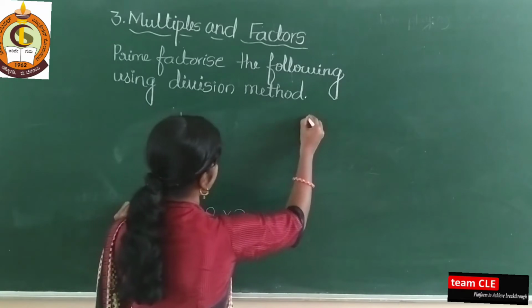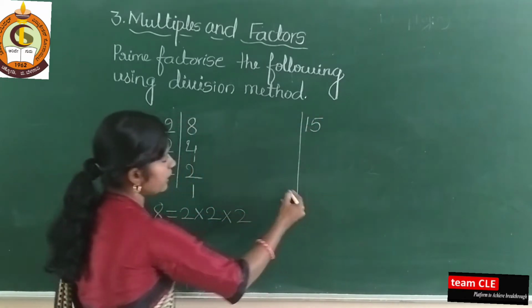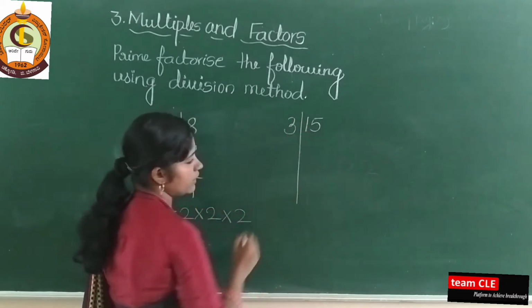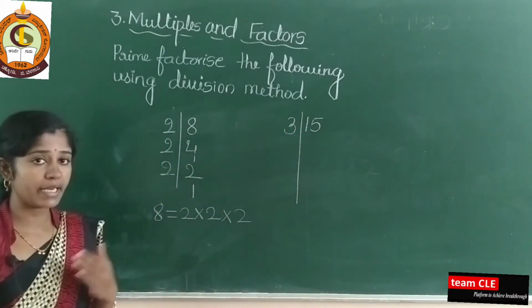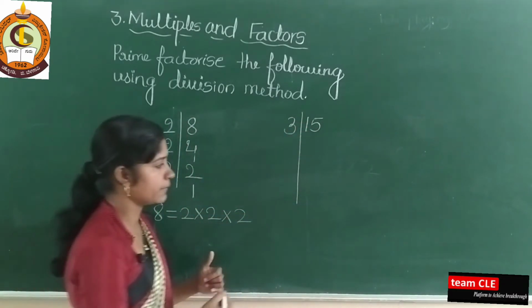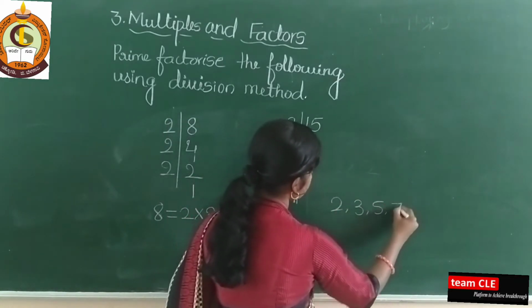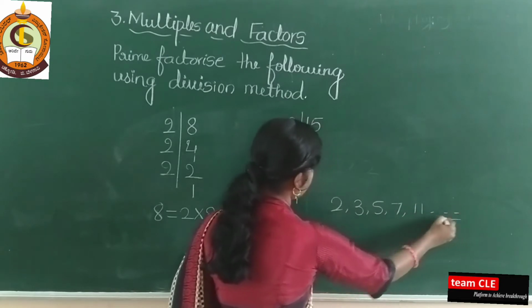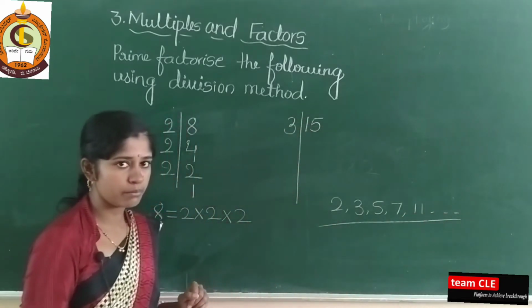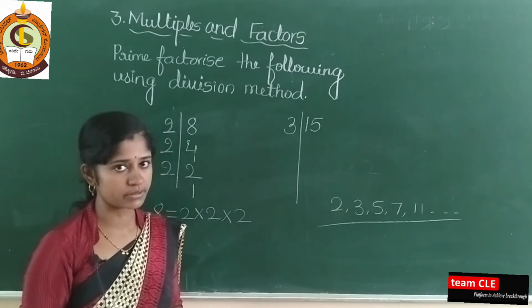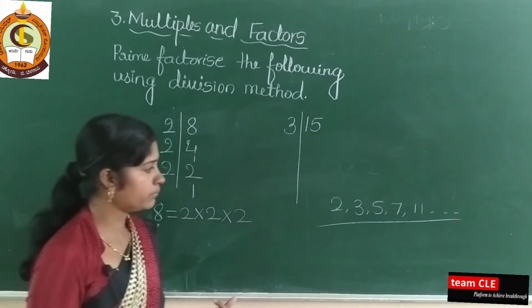So let us take here 15. Then tell me, 15 is there in which table? Yes, it is there in 3 ones table. 15 is not there in 2 table. Then next the prime number is that is 3. See here 2, 3, 5, 7, 11 and so on. These all are the prime numbers. Which are prime numbers? A number which has only 2 factors. They are called prime numbers.